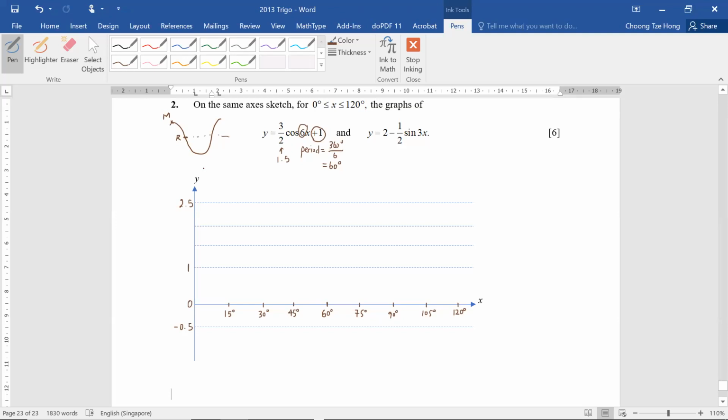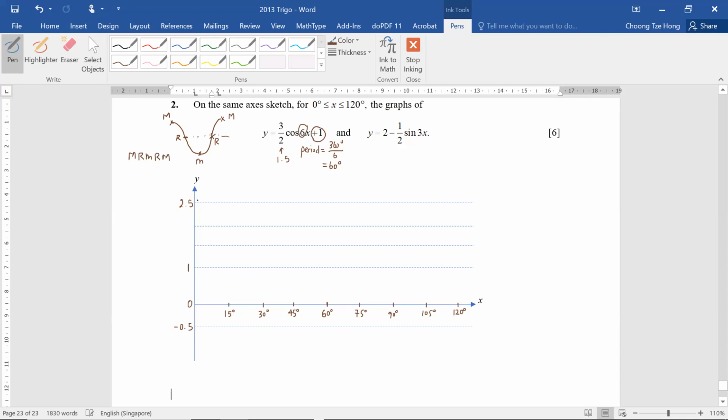So I always use the letter R. Then the next one, it will go down to the minimum, then it goes back to the rest, and then goes back to maximum. So the positive cosine graph has this shape: max, rest, minimum, rest, and max.